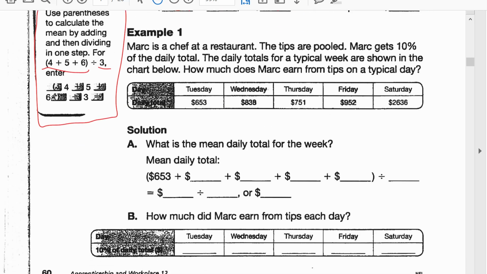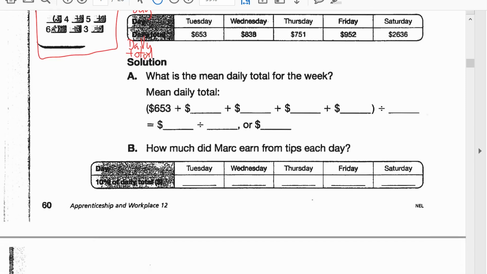Example, we have Mark. He's at a restaurant. The tips are pooled. He gets 10% of the total. The daily totals for a typical week are shown in the chart below. How much does Mark earn for the tips on the typical week? So this says day, and this says daily total. Good. What is the mean daily total?